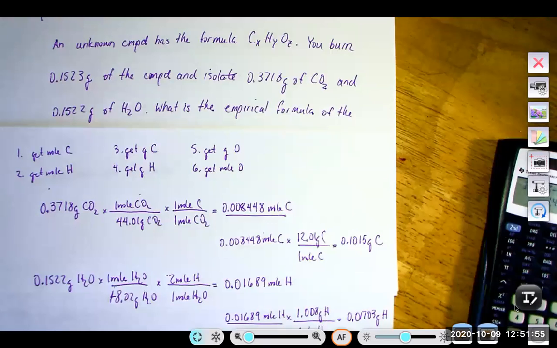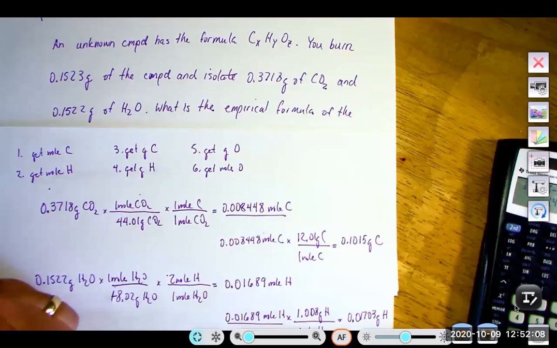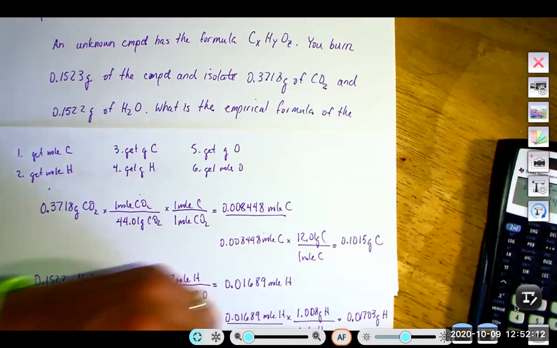Is it because you moved the decimal over for the total mass? This is not 1.523, it's 0.1523. So 0.1523, and that's going to give us a completely different answer here.